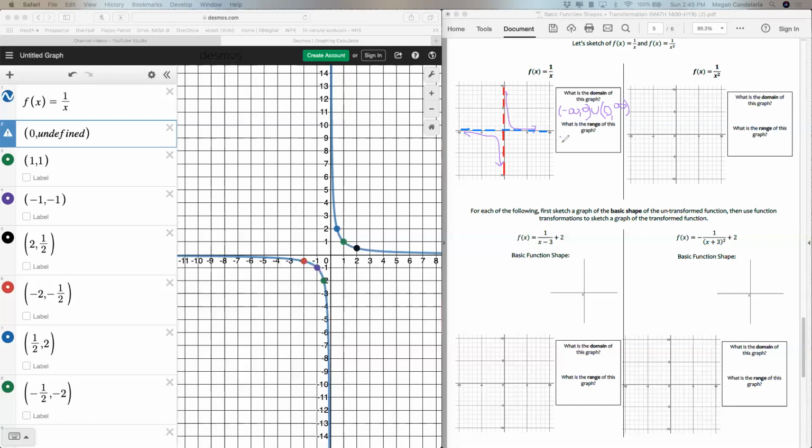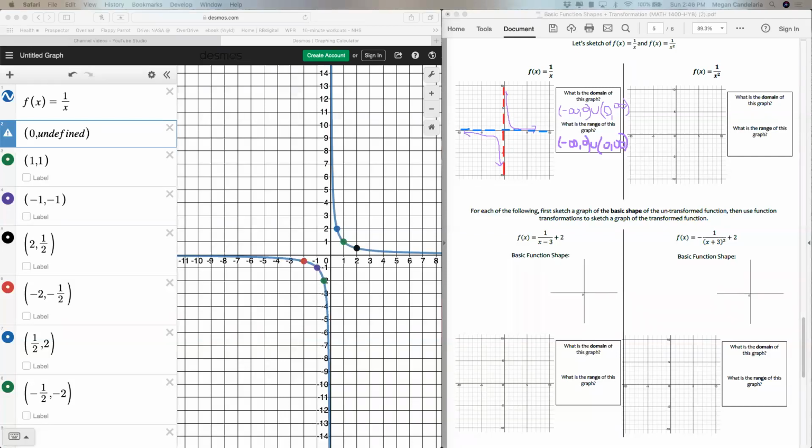So our range is going to be negative infinity to 0. That's this piece of the graph here, negative infinity to 0. Union, mathematical and, with 0 to infinity. That's that top piece of the graph there. Okay. So here's the basic shape and domain and range of our 1 over x graph. Now, how do we think this is going to change when we change this to 1 over x squared?